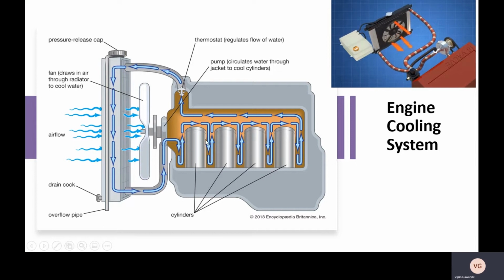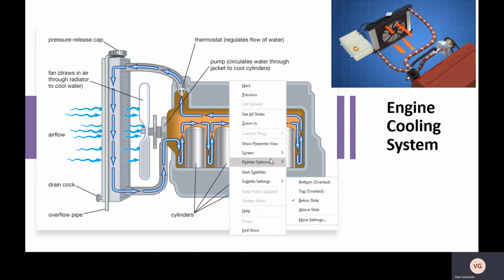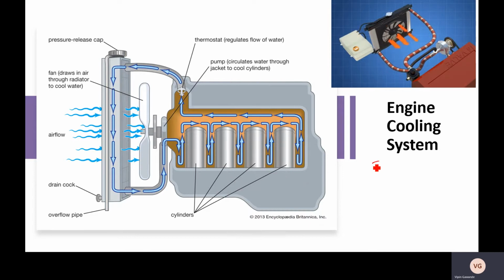Now we know that in the cylinder we have the four strokes: suction, compression, power, and exhaust. Okay, so we have seen these things. The first stroke is the suction, the second is the compression, then we have the power and the exhaust. In the power stroke the fuel plus air mixture gets burned, and there is a generation of huge heat. So that's why the temperature of the cylinder increases.